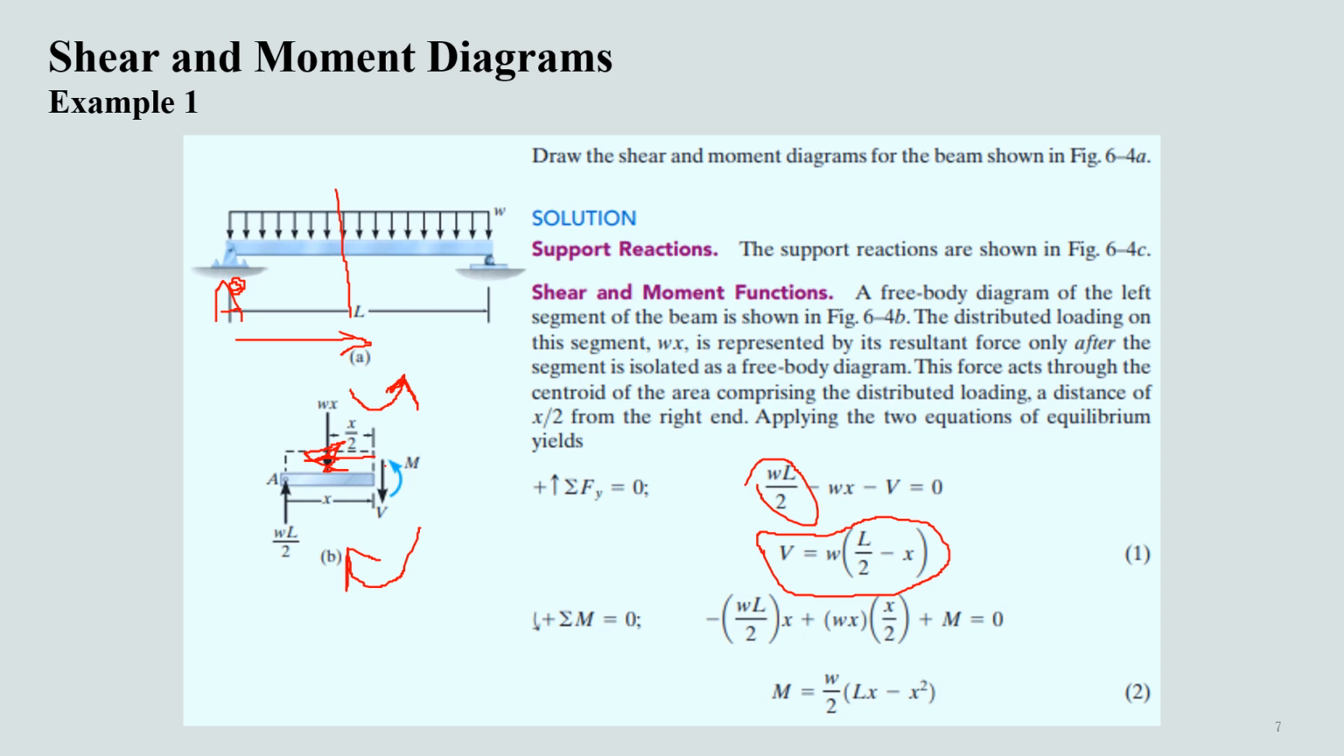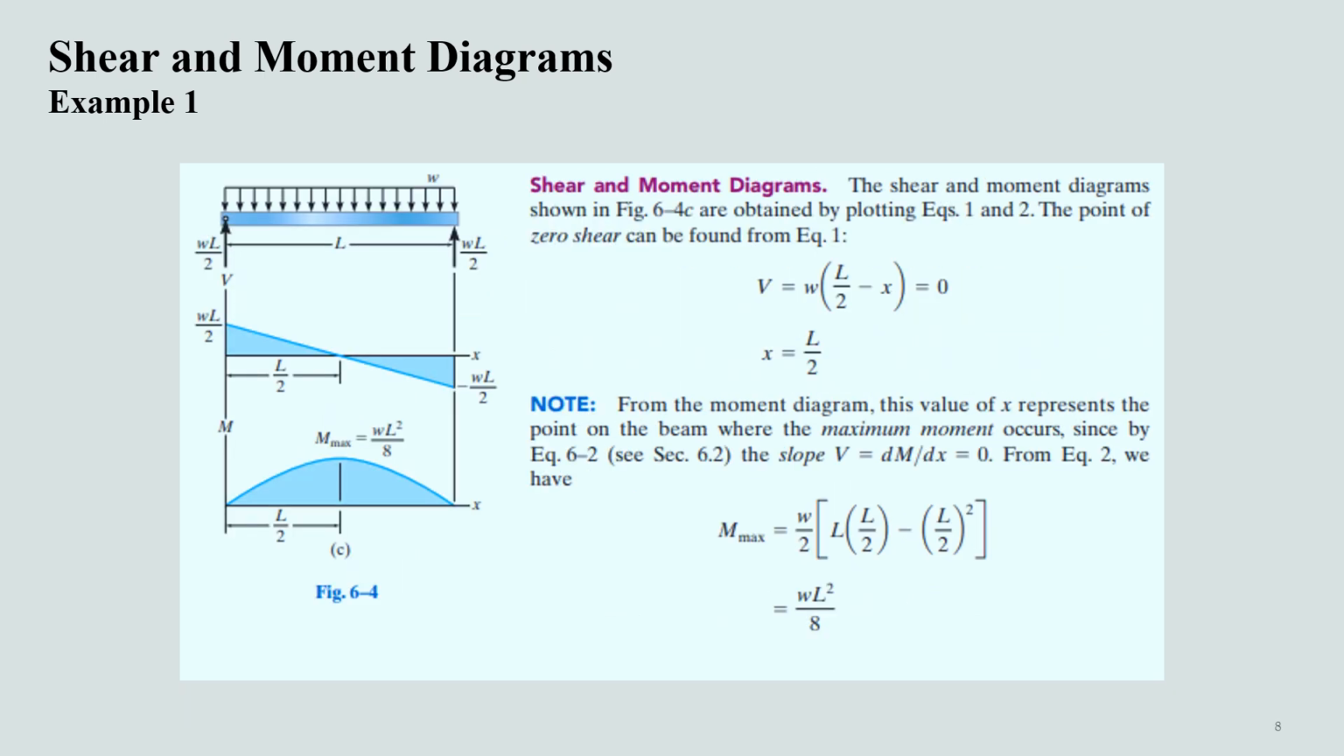Thus this comes out as M is equal to W by 2 into (Lx minus x square). This is the relation for the bending moment. The shear diagram can simply be plotted by putting different values of x in the relations that we have determined. If we want to determine the point of zero shear, we just have to put 0 in the relation for the shear, and we have determined the location where the shear will be 0, that is exactly along the mid length of the beam.